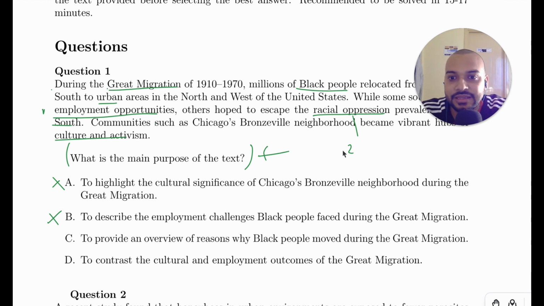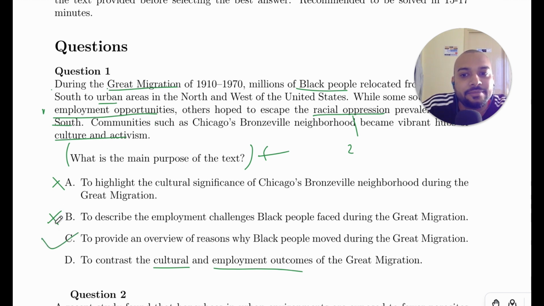Let's see option D, to contrast the cultural and employment outcomes of the Great Migration. No such contrast has been mentioned. The only thing that has been mentioned were the reasons why they moved. But there hasn't been any explicit contrast between the cultural and employment outcomes. We don't know that. The only thing we know is, as an outcome of the Great Migration, Chicago's Bronzeville area became a really popular one among the people who moved. So option C is the correct one.